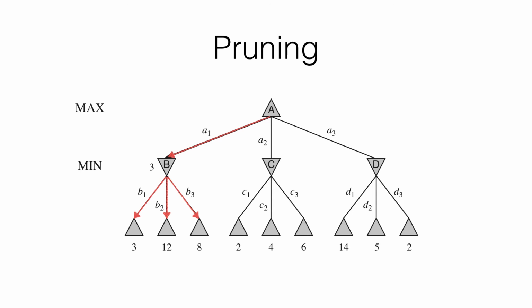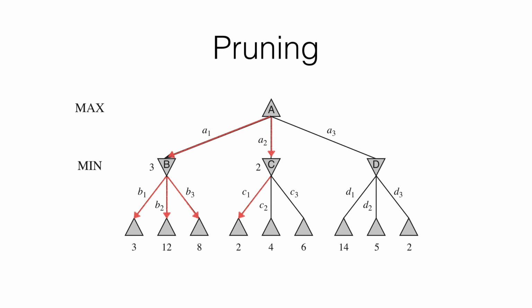Now we're going to continue the algorithm, and the next step is to try action A2, taking us to state C. From state C, we're going to now try action C1, taking us to this terminal node, which has score 2. So we now know that our temporary variable for choosing the minimum value of all the actions available from state C for the min player is currently set to 2.